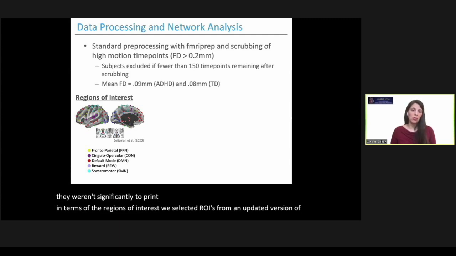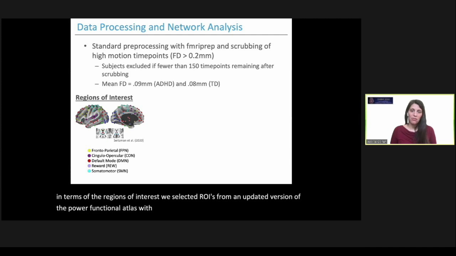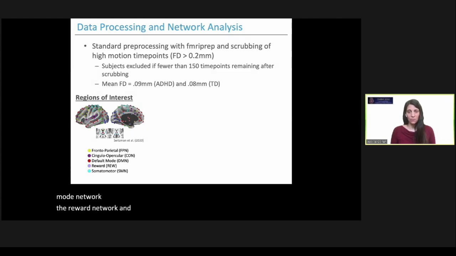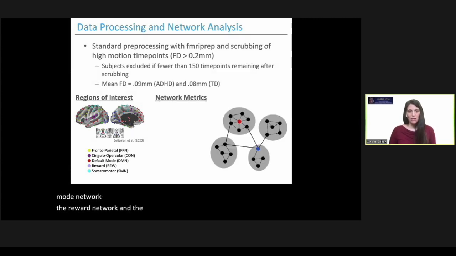In terms of the regions of interest, we selected ROIs from an updated version of the Power Functional Atlas with better subcortical coverage. And we focused on networks that have been found to be disrupted in ADHD. So we looked at cognitive control networks, the frontoparietal and cingulo-opercular, the default mode network, the reward network, and the somatomotor network. We calculated 3 different metrics to assess network topology.